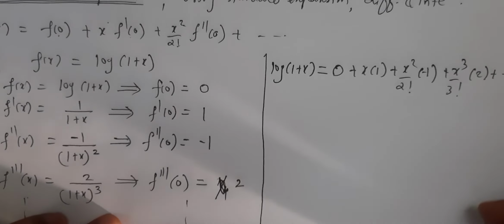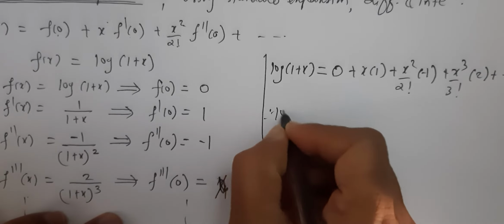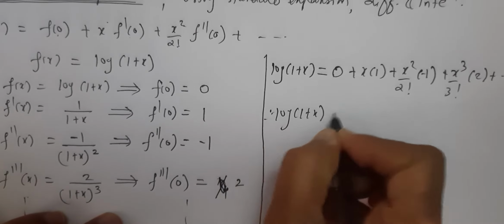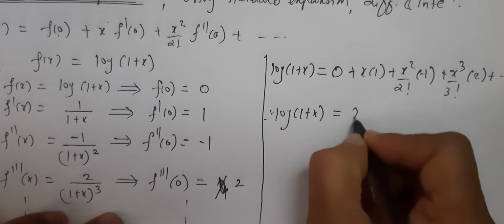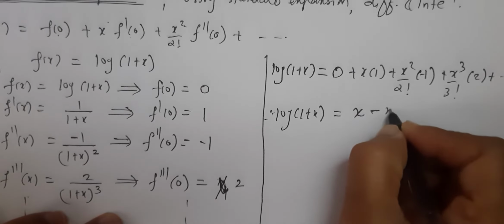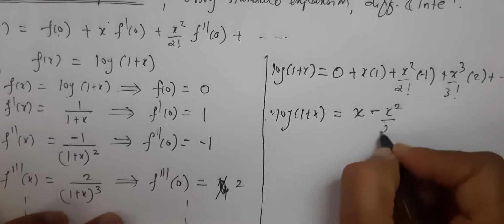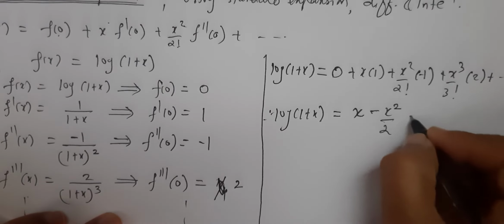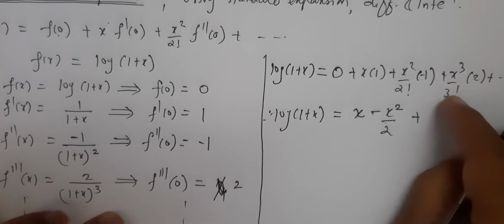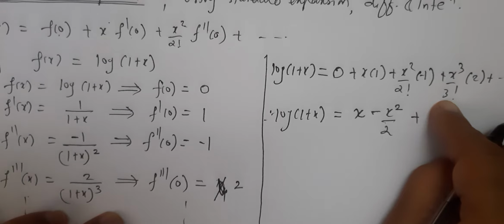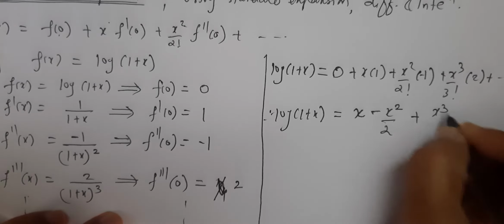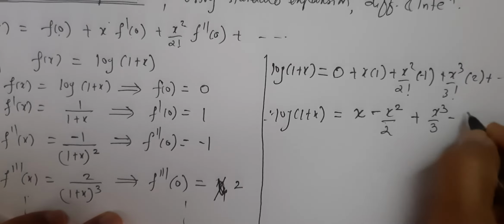And then open it, expand it, what are we going to get? This will be x minus x square upon 2, since 2 factorial is 2, plus 2 upon 3 factorial, the 2 is cancelled, so x cube upon 3. You can cross check.